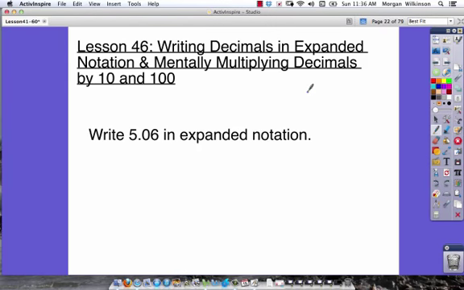Lesson 46 today has a title of Writing Decimals in Expanded Notation and Mentally Multiplying Decimals by 10 and 100. The first problems we have are to write numbers with decimals in expanded notation.